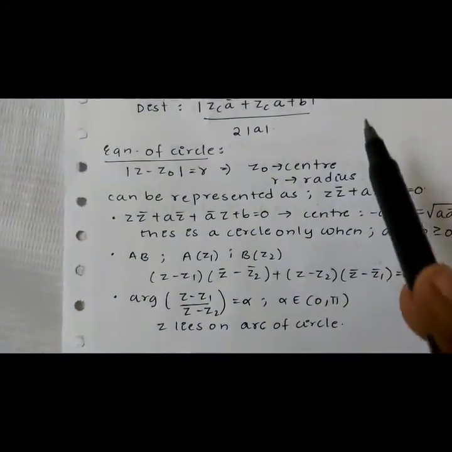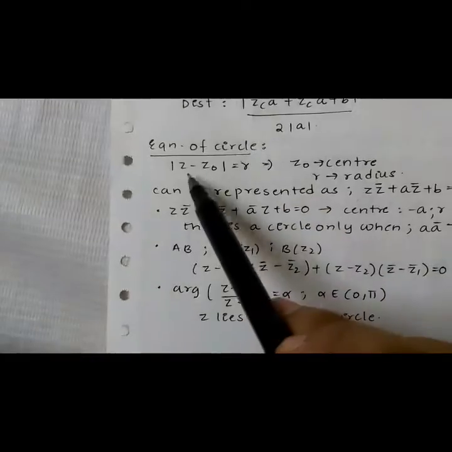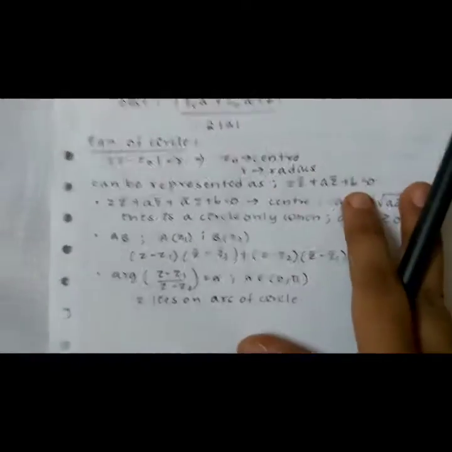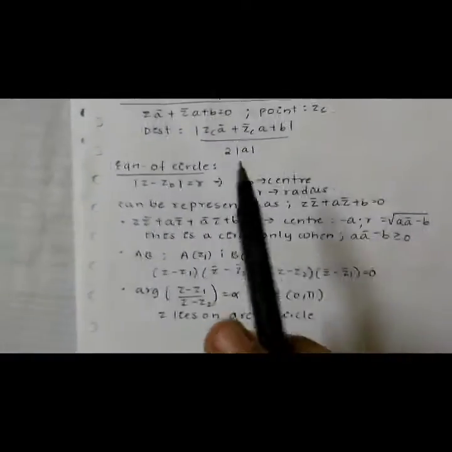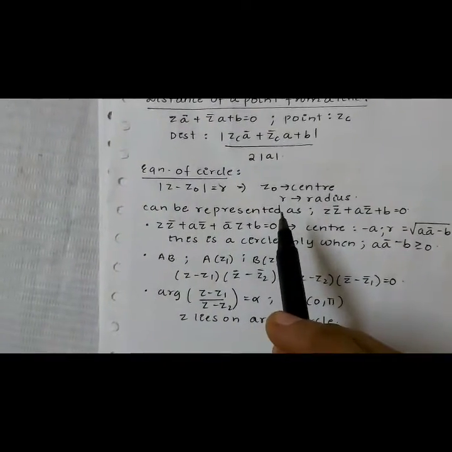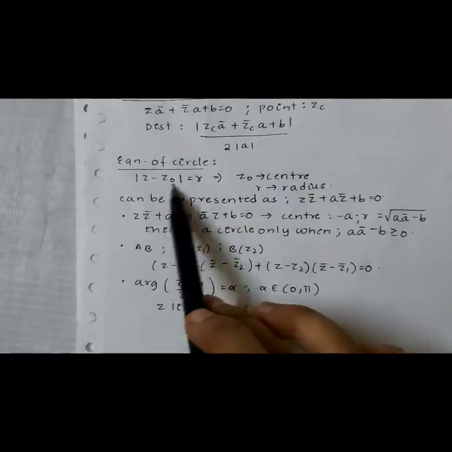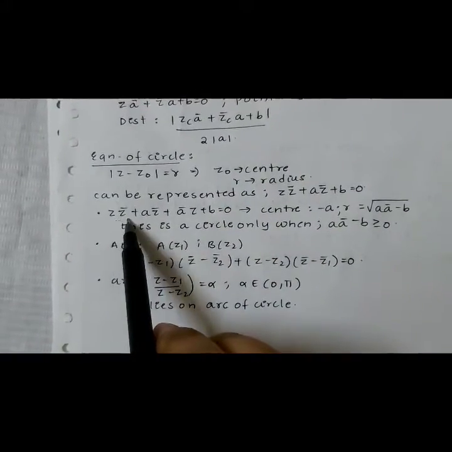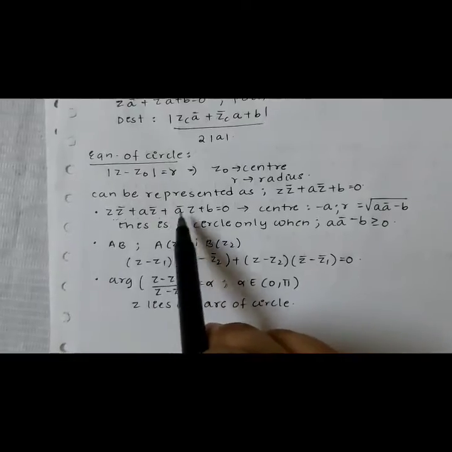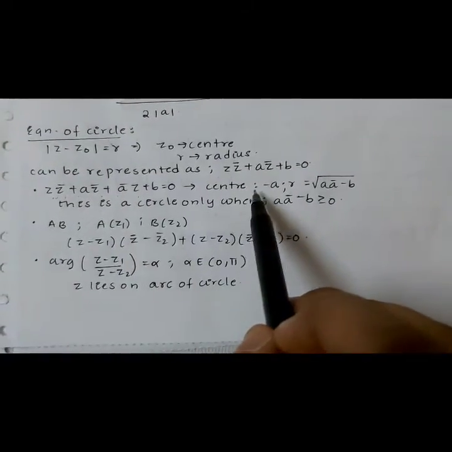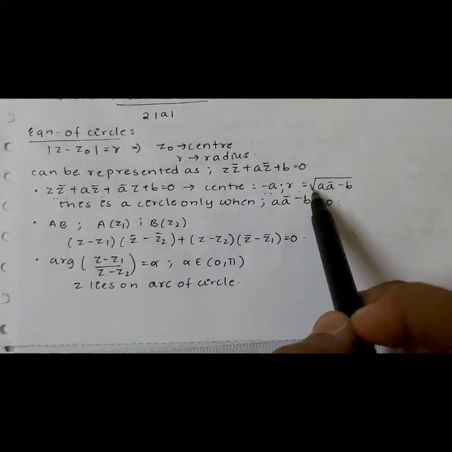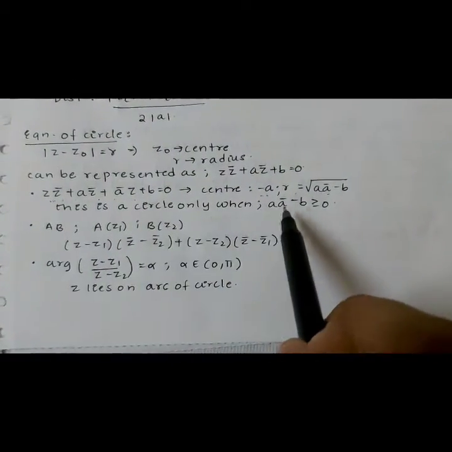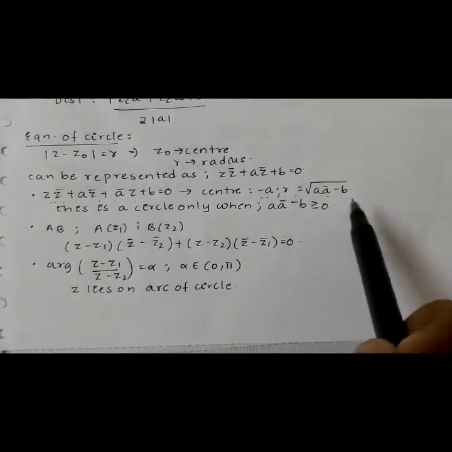Coming to equation of circle. Equation of circle of radius r and having center z0 is represented by modulus of z minus z0 is r. This is actually the general equation of a circle. It can also be represented as z z bar plus a bar z plus a z bar plus b is 0, which has a center at minus a and radius is root over a a bar minus b. This is a circle only when a a bar minus b is greater than 0.